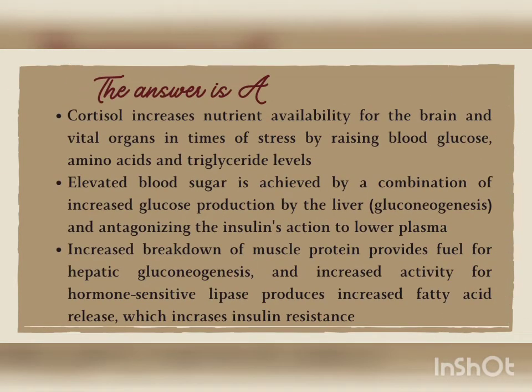Cortisol increases nutrient availability for the brain and vital organs in times of stress by raising blood glucose, amino acid, and triglyceride levels. Elevated blood sugar is achieved by a combination of increased glucose production by the liver and antagonizing the insulin's action to lower plasma glucose. Increased breakdown of muscle protein provides fuel for hepatic gluconeogenesis, and increased activity of the hormone-sensitive lipase produces increased fatty acid release, which increases insulin resistance.